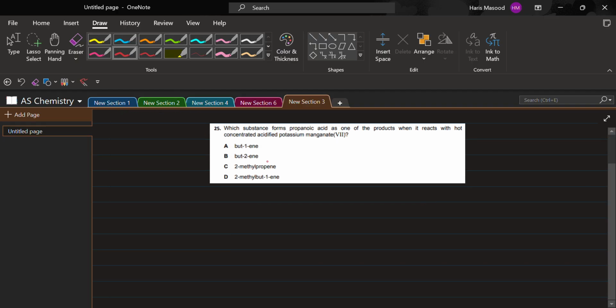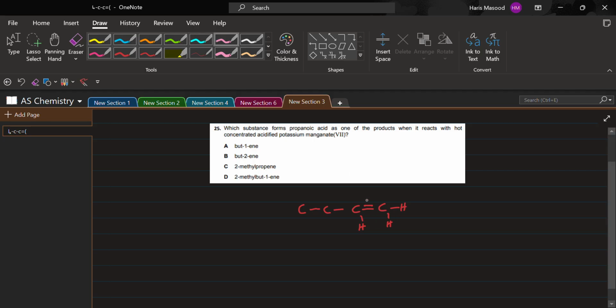So if you take the first, A part will be like this. But 1-ene is like this. Okay. And one more thing, that this carbon will have one hydrogen, this carbon will have two hydrogens attached with itself.